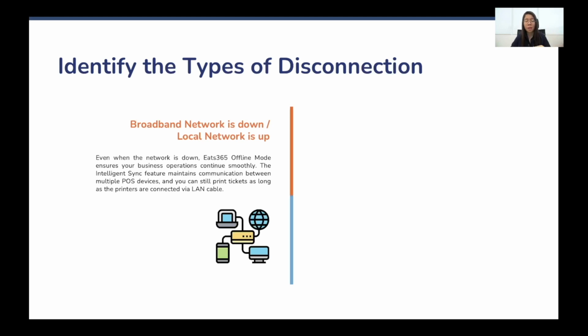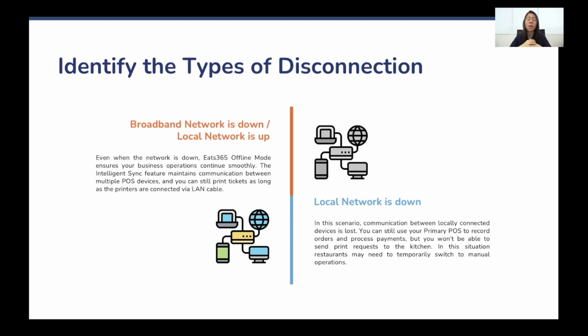While in the event that the entire local area network goes down, you will observe a lack of communication between locally connected devices. Consequently, you will be limited to using the primary POS for order recording purposes. Print jobs will also not be processed on wired or wireless printers in this scenario. Therefore, in such cases, switching to manual modes becomes necessary.